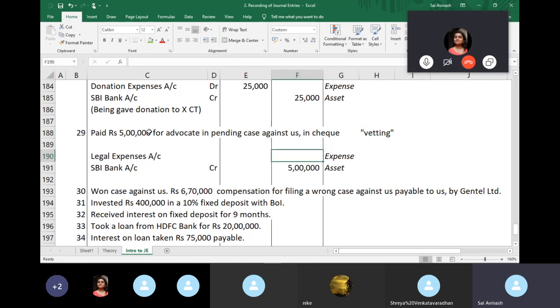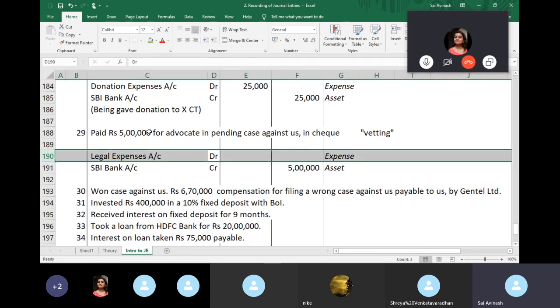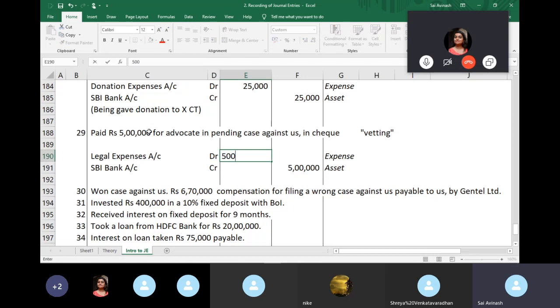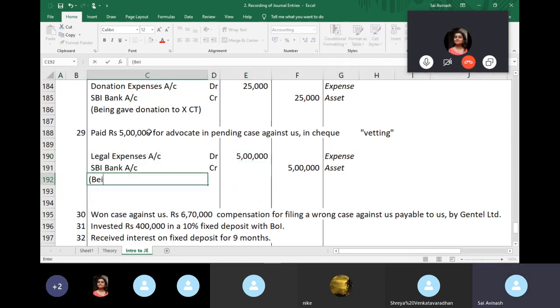So you can't save a service. You can't store a service. A service is something that happens simultaneously. While they provide the service, you receive the service. It ends therein. So you can't say a legal expense or something legal is an asset. A service can only be an expense. You incur it, you use it simultaneously, and it's gone. Okay. So legal expenses, I'm incurring expenses, debited 5 lakhs. So you can mention what case and stuff like that.